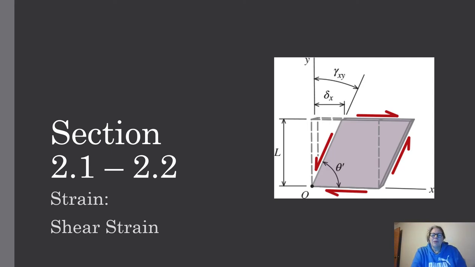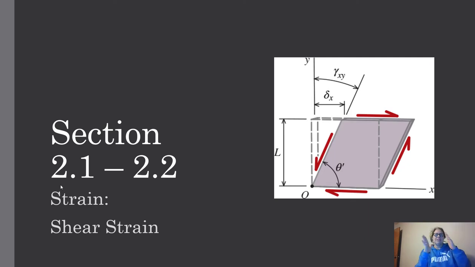Hey, and we're back to finish chapter 2 today. So we are still looking at sections 2.1 and 2.2. We're looking at strain, and this video is going to be all about shear strain. You can notice by the picture right here on our cover slide, when we looked at normal strain, it was that delta, that change in length. We were stretching that rubber band.